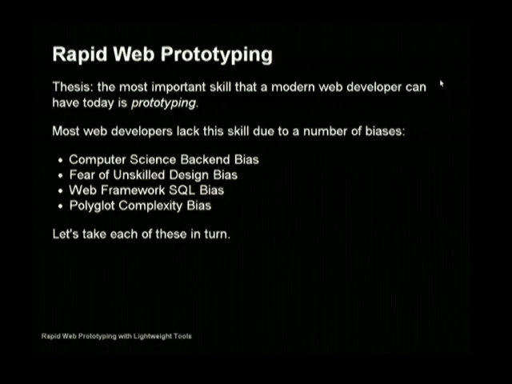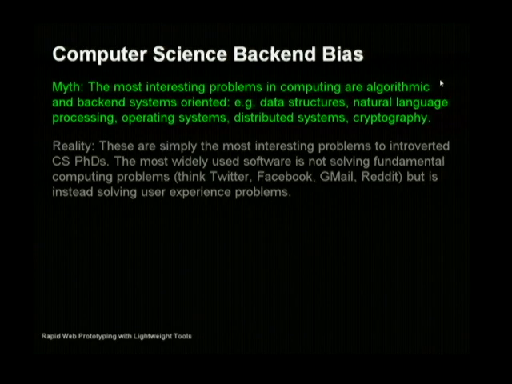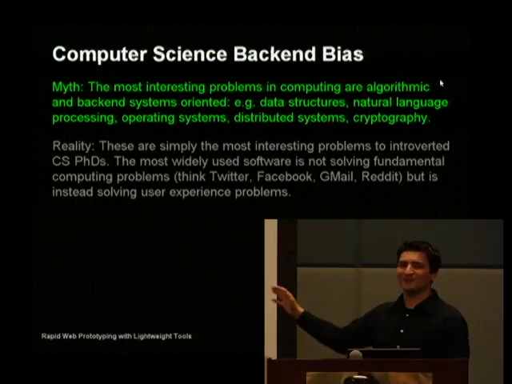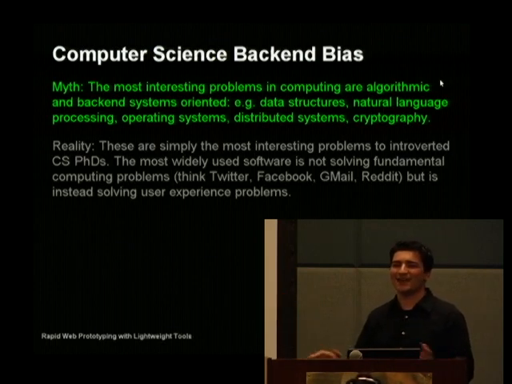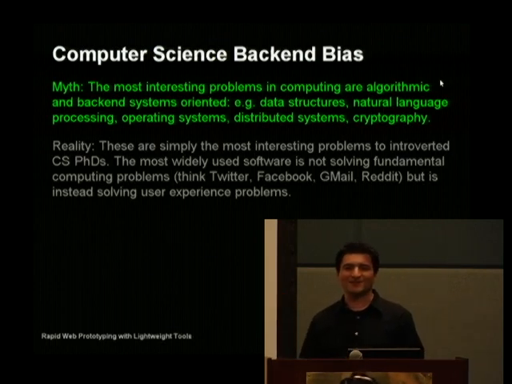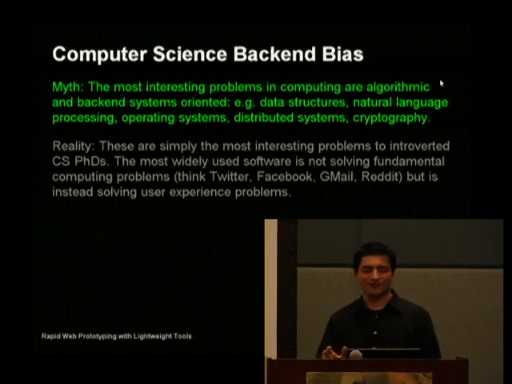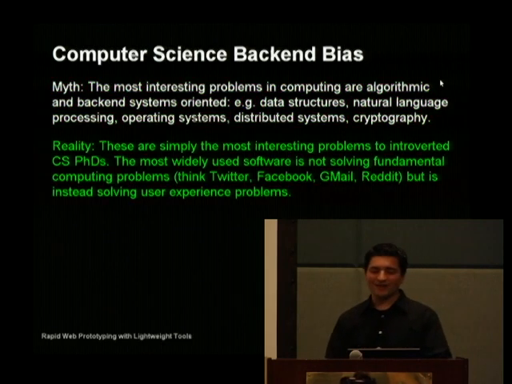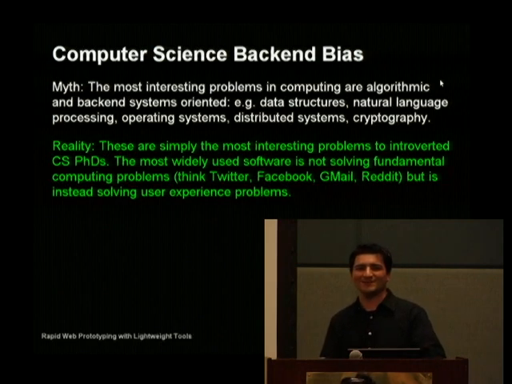So let's go into these biases really quickly. One of the things that I see is this computer science backend bias. So how many people here studied computer science? Like most of you guys, right? I think it's true that my professors and anyone I meet in computer science would say that the most important problems in comp sci are data structures, NLP, operating systems, cryptography, all of these deep research areas. What's that? Queuing theory, exactly, right? But I actually think that these are just the most interesting problems to introverted computer science people, right?